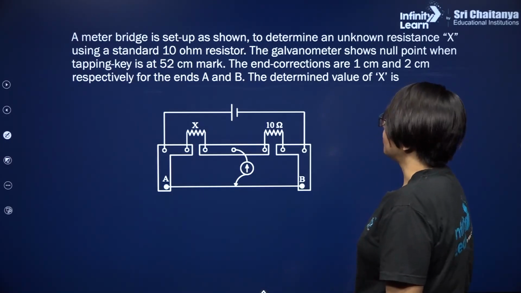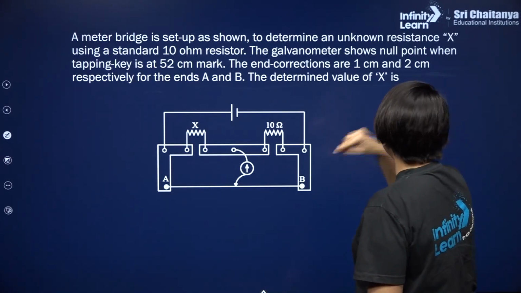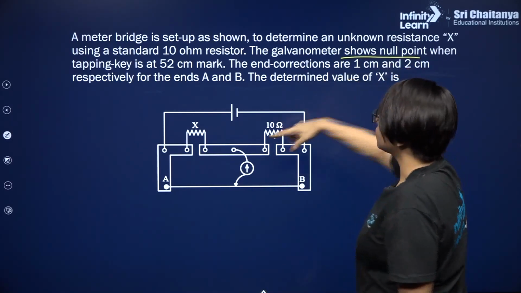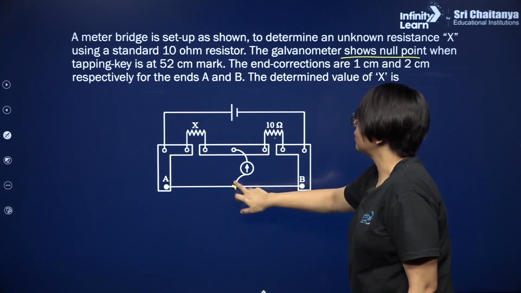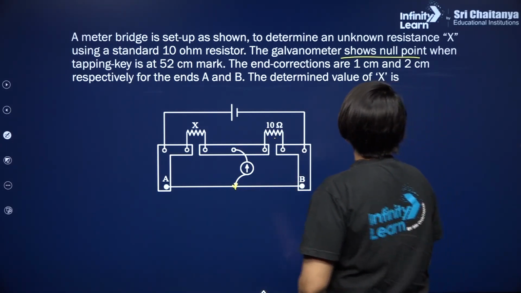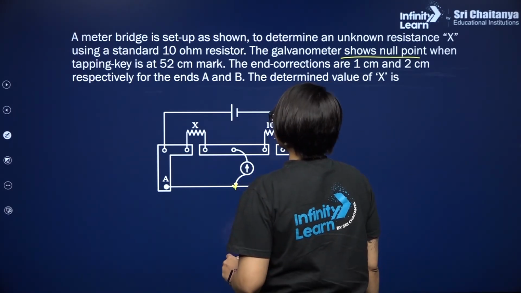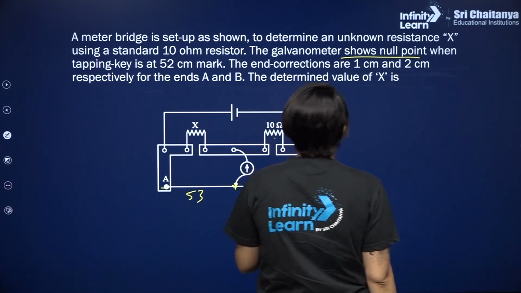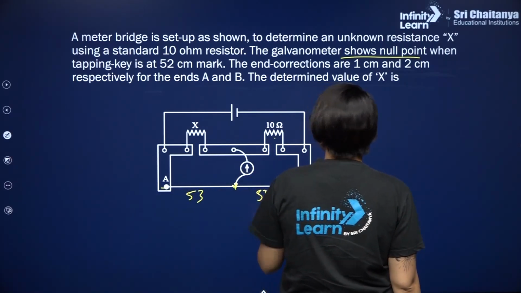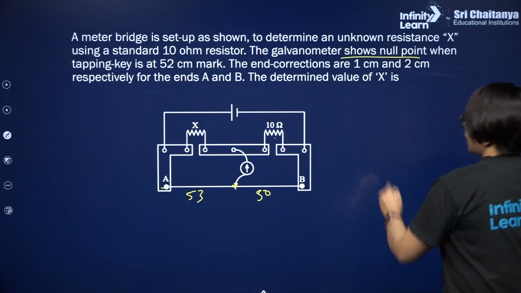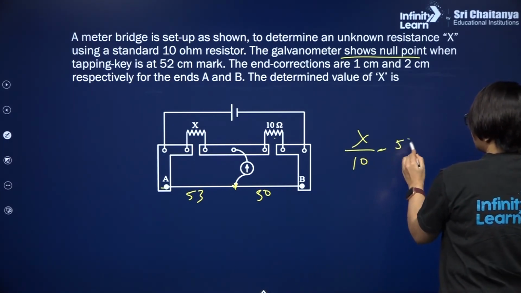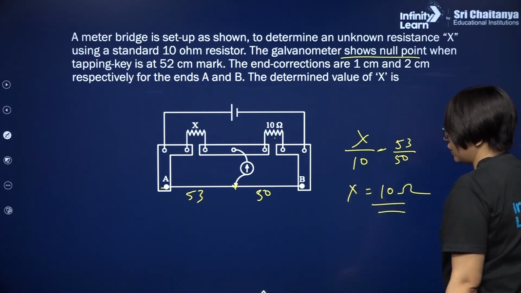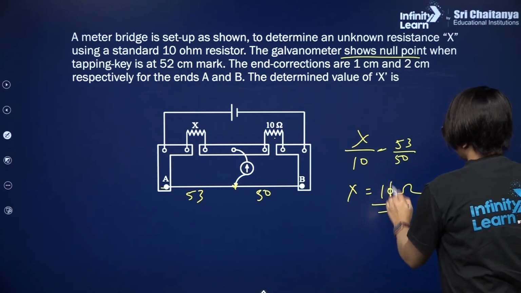Next is this one. A meter bridge is set up as shown to determine an unknown resistance X using 10 ohm. The galvanometer shows null point when tapping key is at 52 centimeter. The end corrections are 1 and 2 centimeter respectively for the ends A and B. So, over here the effective length will be 53 and over here it will be 48 plus 2, 50 centimeter. Then determine the value of X. So, X upon 10 is 53 divided by 50. So, X is approximately 10 ohm over here. 11 ohm over here.